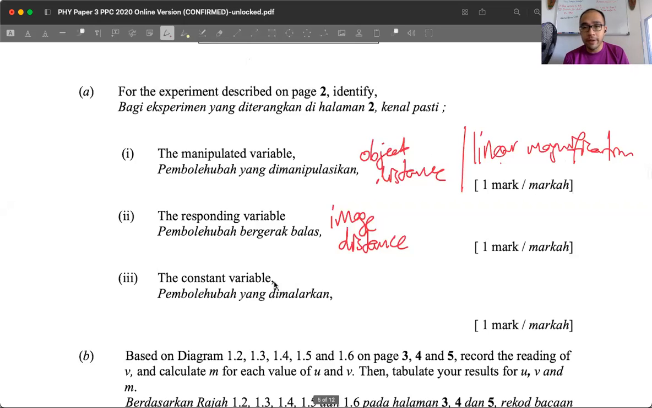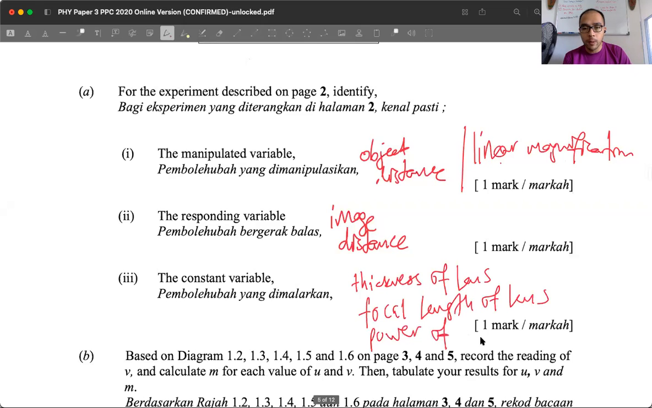Now the constant variable, there are only three that I will accept. The first one is the thickness of lens, focal length of lens, or the power of lens. These three are the only ones that I will accept. But the one that I see most common, although I have mentioned it many times that you must never use this word, is the word type of lens. No more, please, no more. The word type of memang tidak akan diterima.